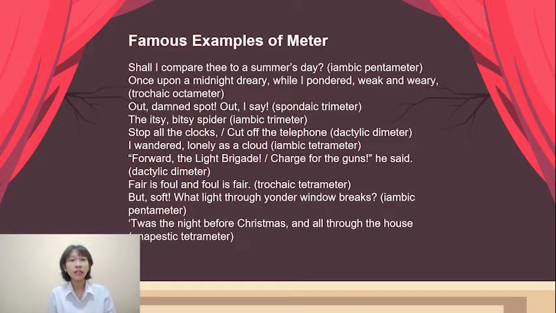"I wander lonely as a cloud" is the example of iambic tetrameter. "Forward the Light Brigade, charge for the guns, he said" is the example of dactylic dimeter. "Fair is foul and foul is fair" is the example of trochaic tetrameter. "But soft, what light through yonder window breaks" is the example of iambic pentameter. "'Twas the night before Christmas and all through the house" is the example of anapestic tetrameter.